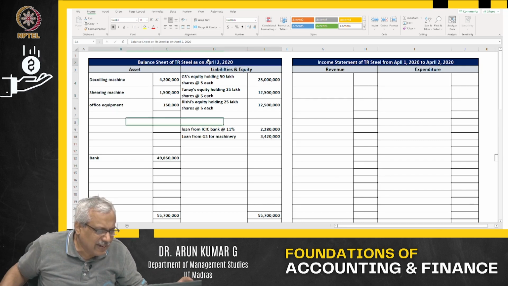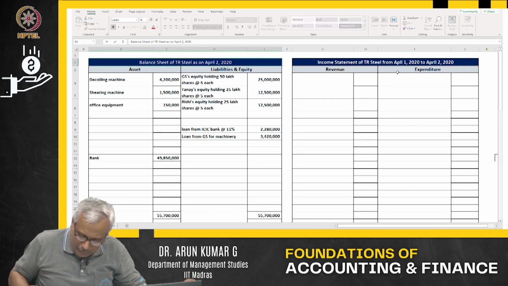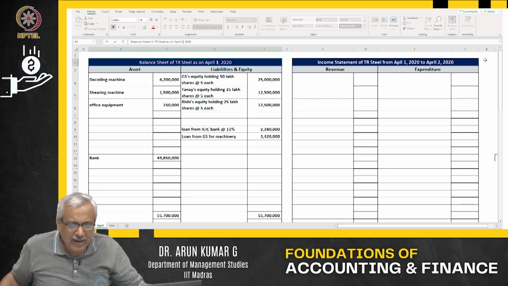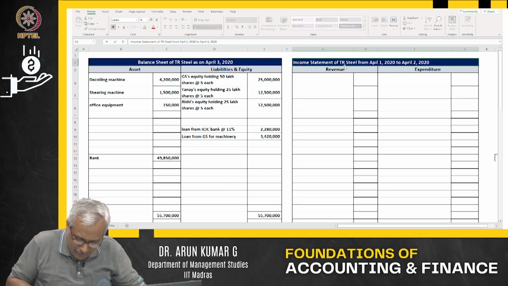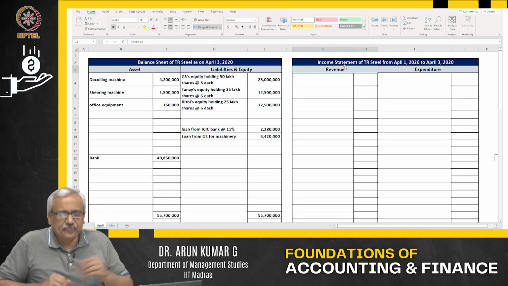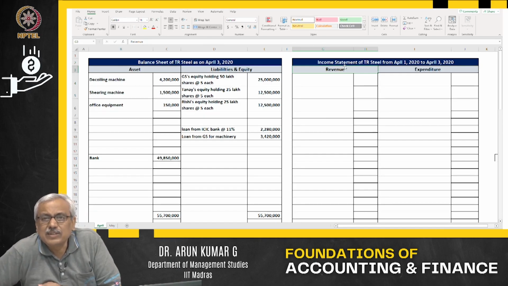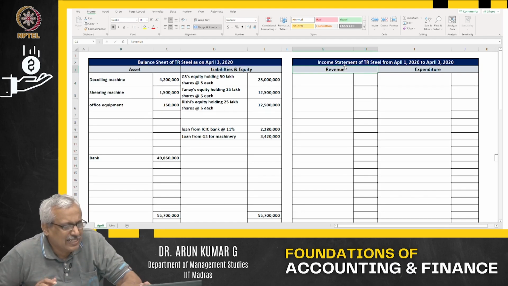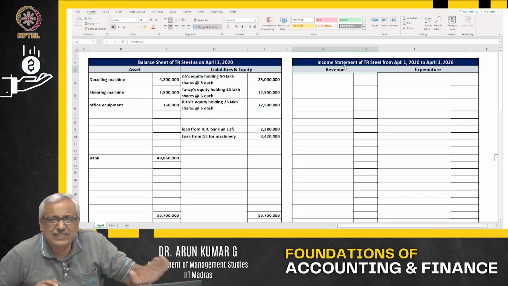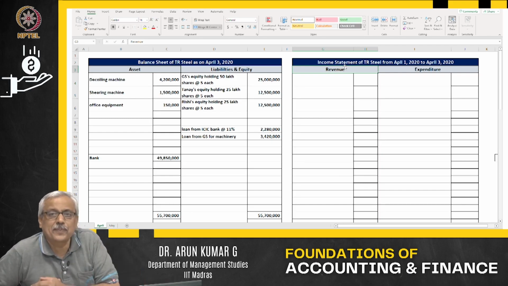And I forgot to change the date. It is as of April 3rd out there, and 1st April to 3rd April is the time period. This is how your income statement looks: blank, no transaction, no income earned, no expenditure incurred. And this is how the balance sheet looks. And you will see the sources and utilization of funds are balanced out there.